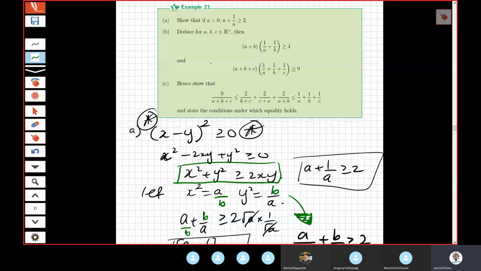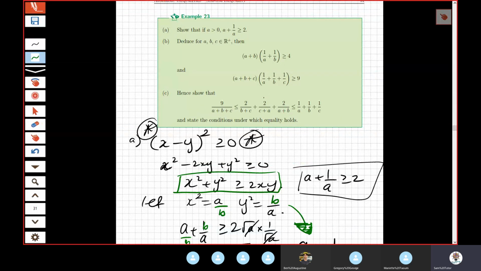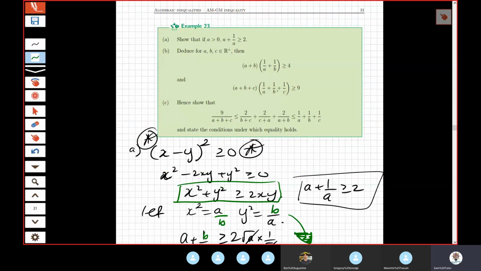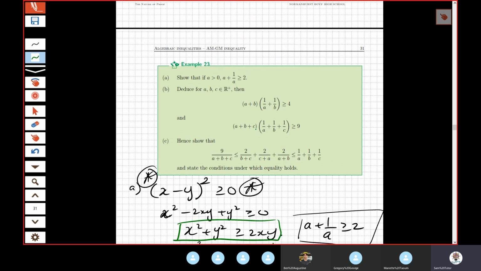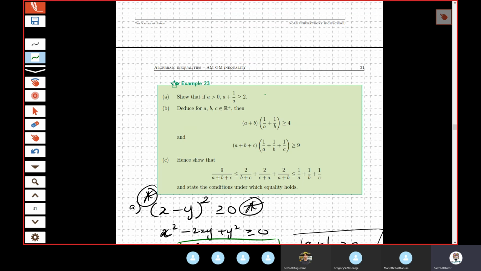C, hence, oh sorry, and A plus B plus C times this is greater than or equal to 9. Okay, so before we look at that one, what we want to look at, if I'm not wrong, oh no, should be fine, actually. Should be fine. Yep.